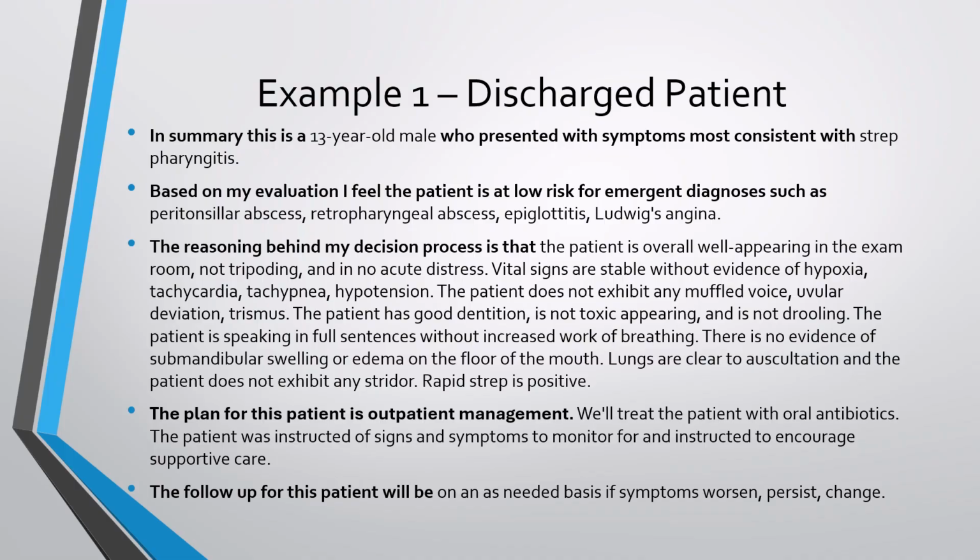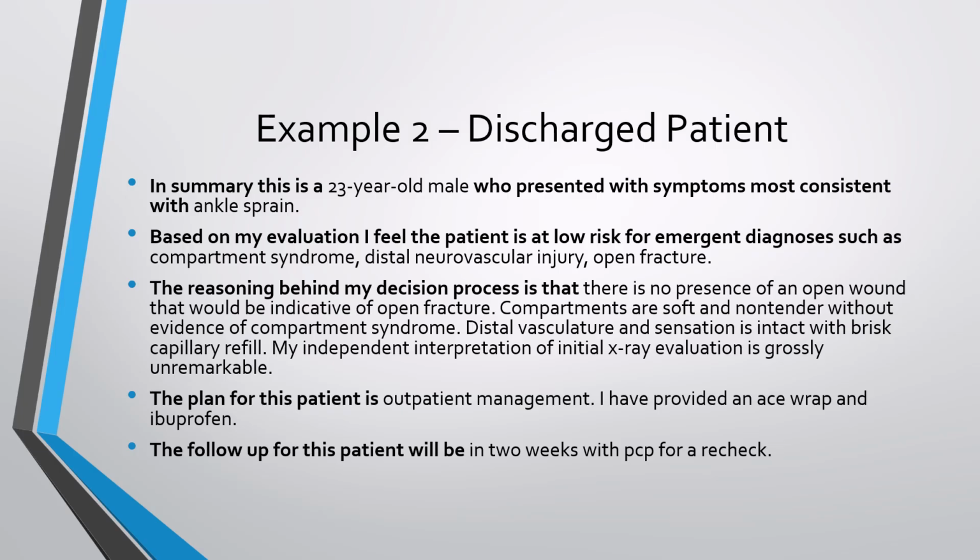Here's your first example you can read through. It's about a 13-year-old with pharyngitis, talking about the emergencies you considered, why you think it's one thing or the other, and then what the plan is. Definitely read through it, and if you have any questions, reach out to me. Here's an example of another discharged patient, this one being a 23-year-old with an ankle sprain. You can read through it again and see how it changes based on the complaint. If you have any questions, obviously reach out to me.